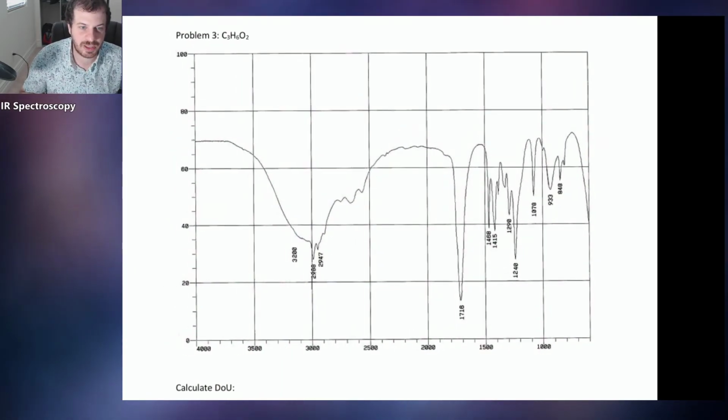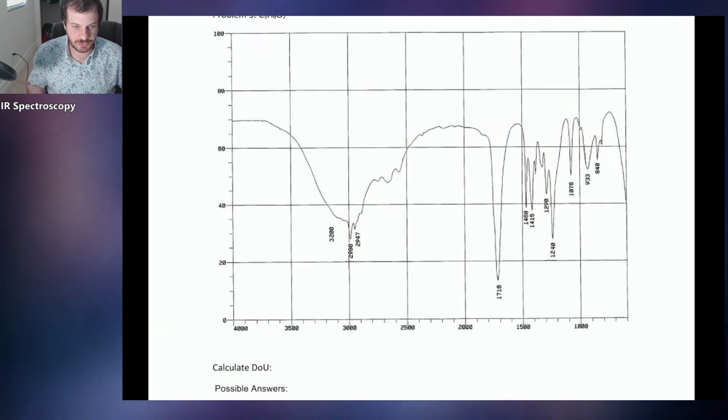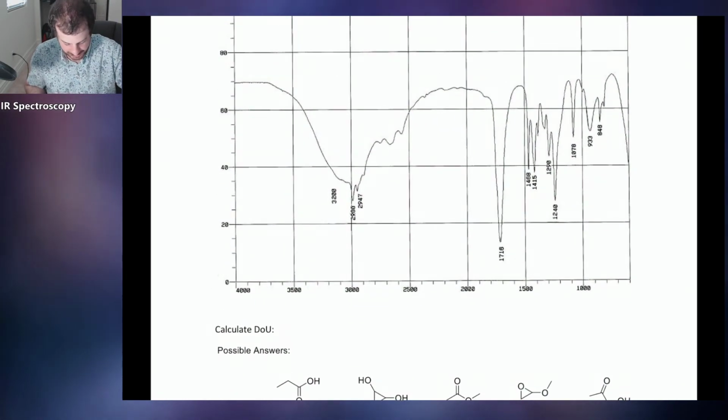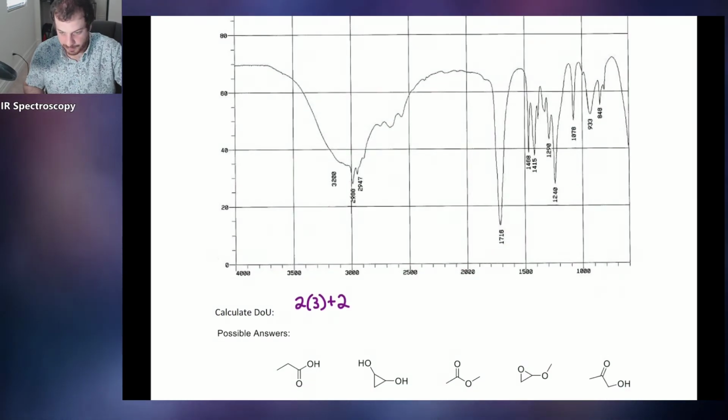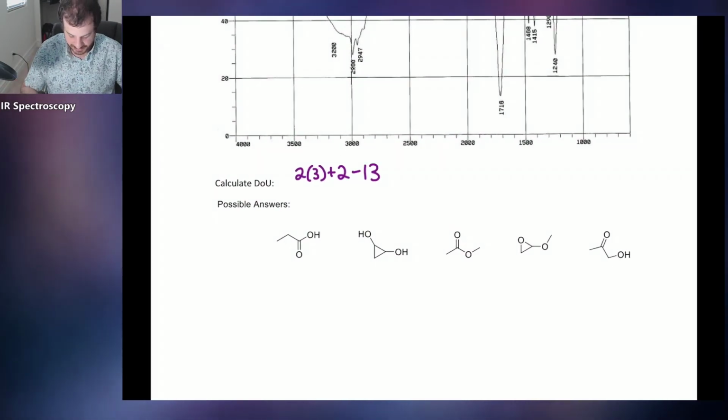All right, this formula is C3H6O2. So we'll go ahead and write 2 times 3, 2 times the number of carbons, plus 2, plus the number of nitrogens. There's no nitrogens. Minus, sorry, not minus 13. Why did I say that? That's for the last one. Minus 6. Divided by 2 is equal to 1. So we have 1 degree of unsaturation.